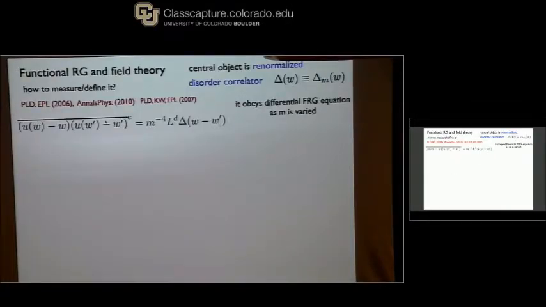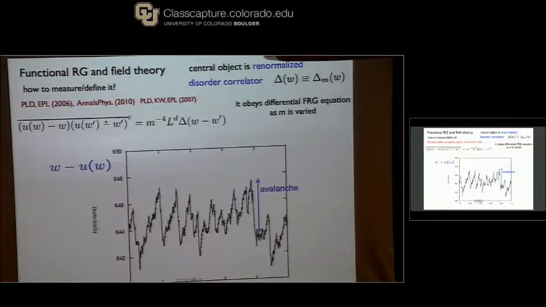Okay, so let me now talk a bit about this functional RG method. I will give a kind of modern view of it, following the work that I did in 2006. The idea is very simple if you phrase it like this. You define a renormalized disorder correlator by the two-point function of the position of the center of mass of your interface minus the position of this quadratic well. So you are in this setting with this equation of motion. W is V times T. You measure this in the experiment, and from the two-point correlation of this signal, you obtain the renormalized disorder correlator. Of course, it will depend on this parameter M.